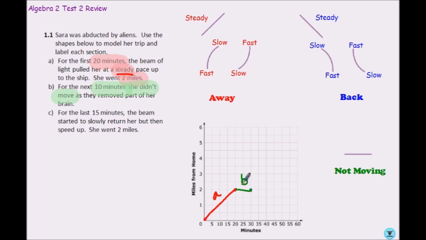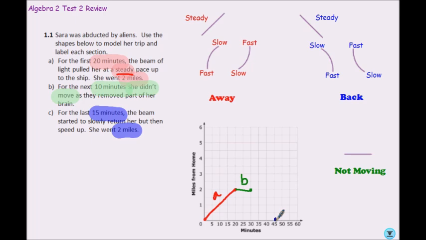And then let's look at the last part. So they took her back home or dropped her off. And so it says it took them 15 minutes. And the beam started slowly, but then it sped up. And then she went 2 miles. So what we're saying is that it took them 15 minutes to drop her back off. So at this point, she'd been away from home for 30 minutes. 15 more minutes from that would put you at 45.